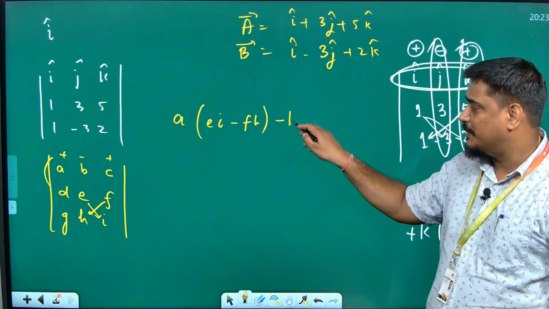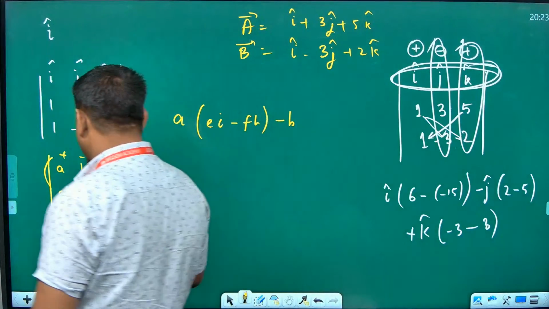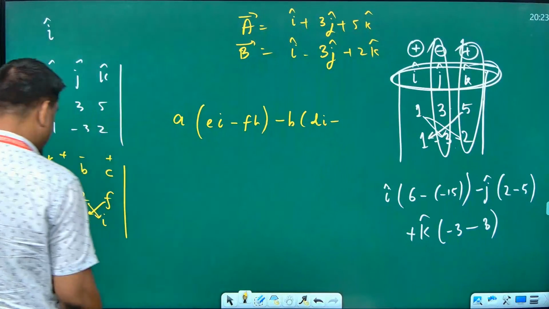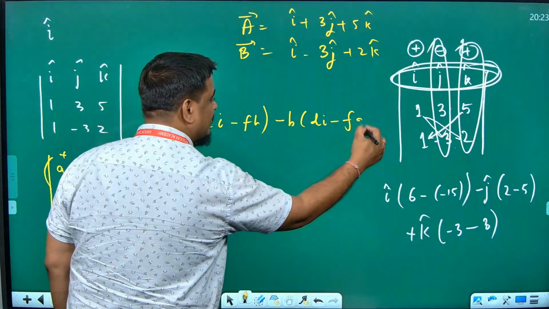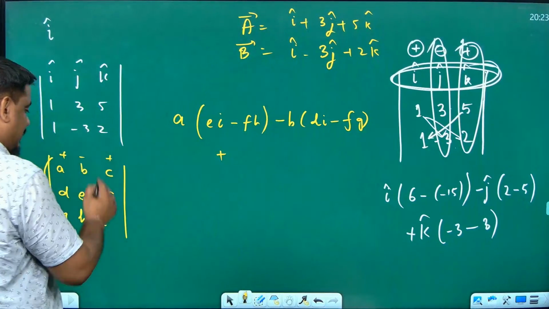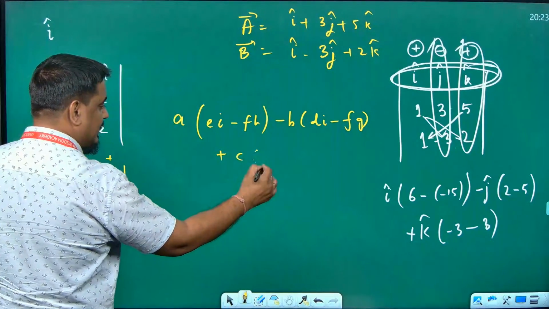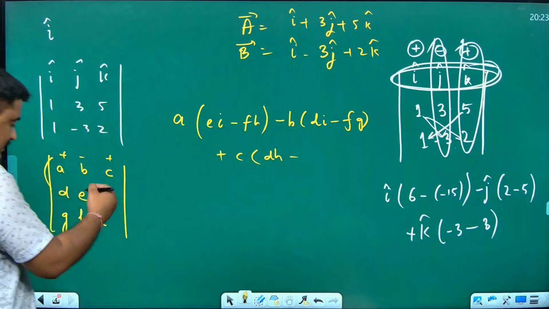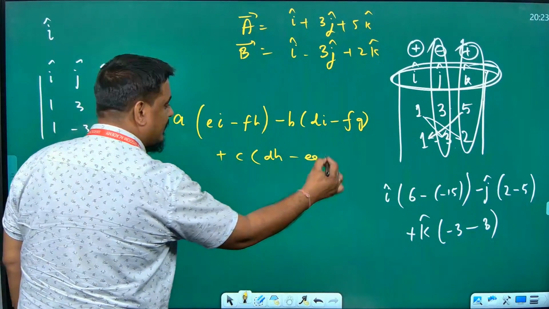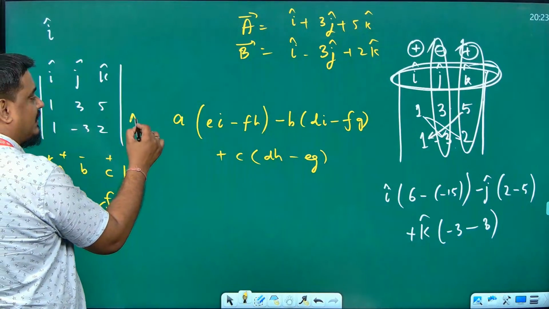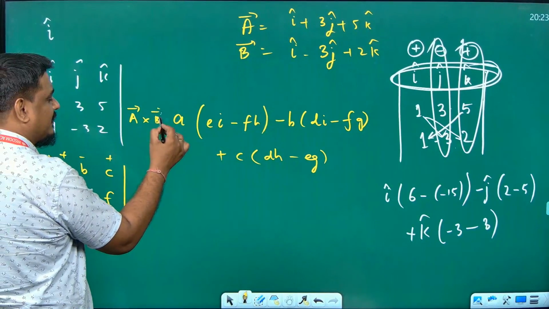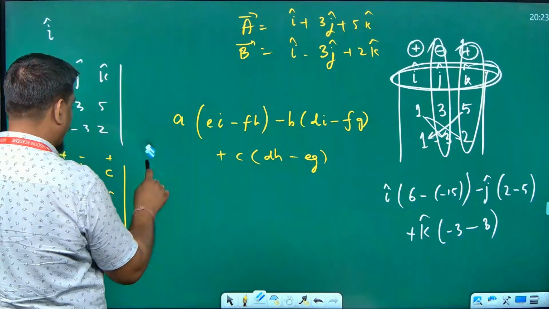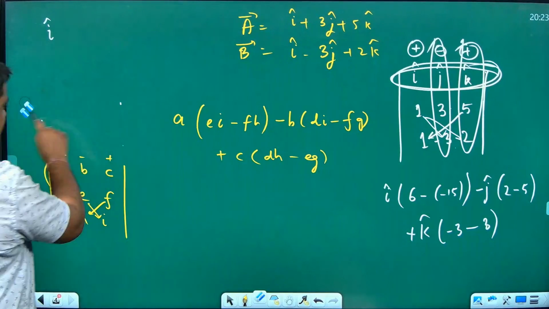Then I write minus B. If I am writing minus B, I am going to hide this and this. So D into I minus F into G plus, what is this? C. C, if I am hiding this, D into H minus E into G. This is A vector cross B vector, or why am I writing this? Just remember this.